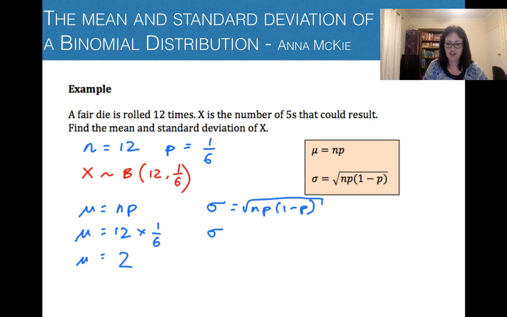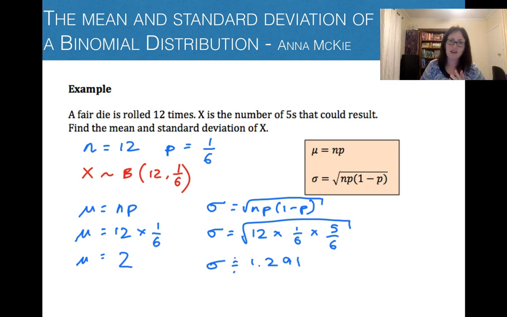So standard deviation, so that's sigma. So n is 12 times our probability times the complement of the probability. So 1 subtract a 6th. So we're left with 5/6, square root of all that, and your answer is approximately 1.291. We tend to go to 3 decimal places or 3 significant figures. Somewhere in between there seems to be pretty standard.